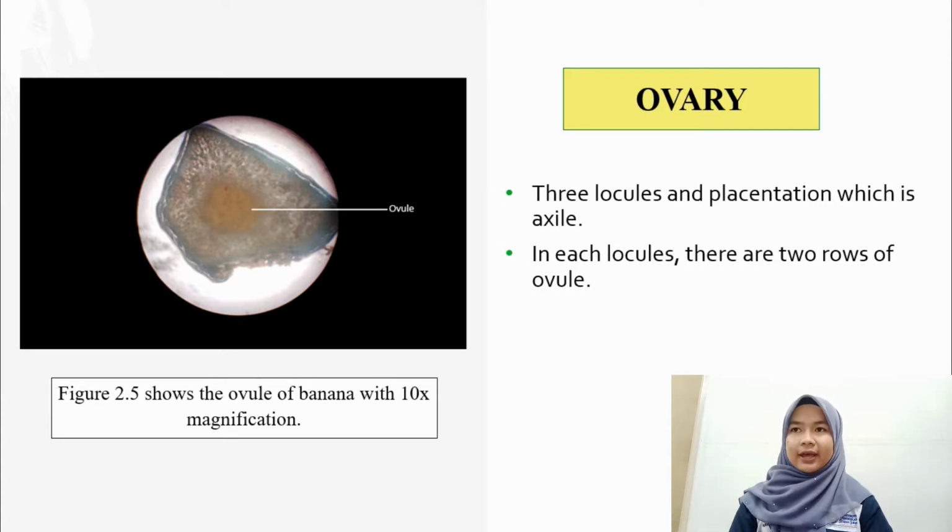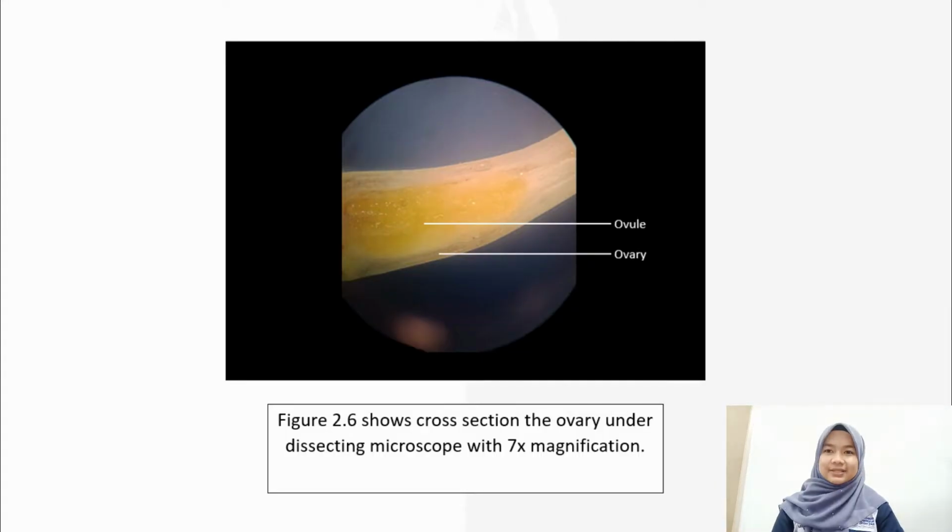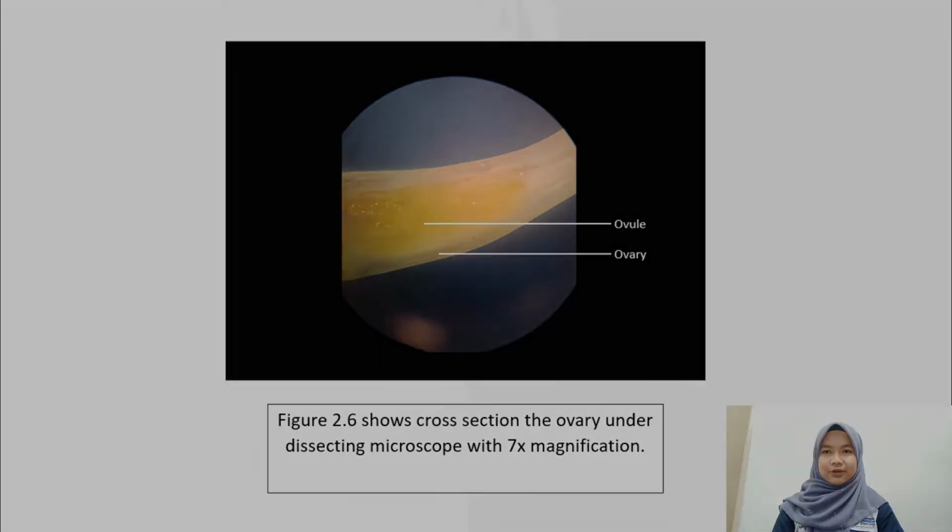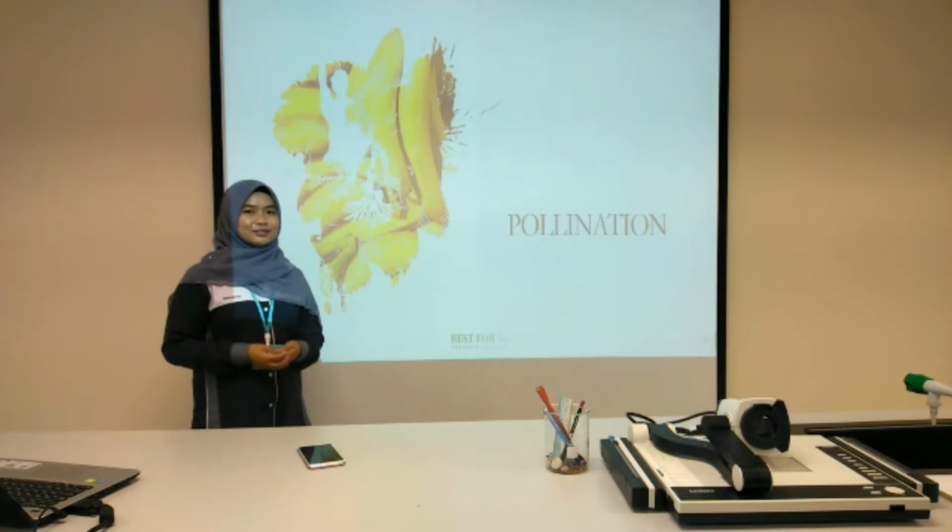Each locule has 2 rows of ovules. You can see in Figure 2.5, which shows the ovule of the banana. This is also the cross-section of the ovary. Next, we are going to talk about pollination in banana flowers.